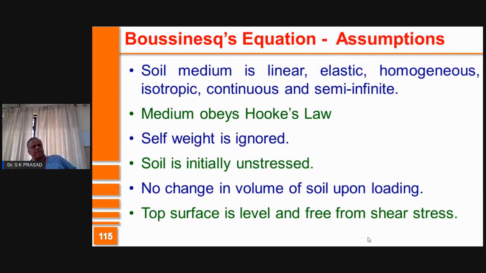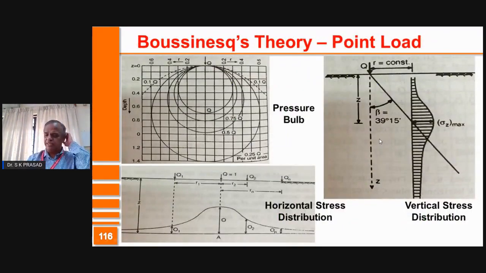Well, Boussinesq developed his equation based on several assumptions: that soil is linear, elastic, homogeneous, isotropic, continuous, and semi-infinite. Soil medium obeys Hooke's law. Self-weight is ignored. Soil is initially unstressed, so you don't consider the stress soil is already subjected to. No change in volume of the soil upon loading. Top surface is level and free from shear stresses. So these are some of the assumptions on which Boussinesq's theory is developed.